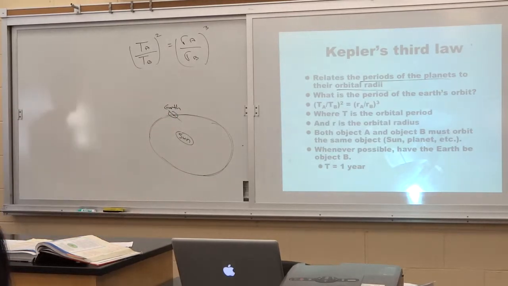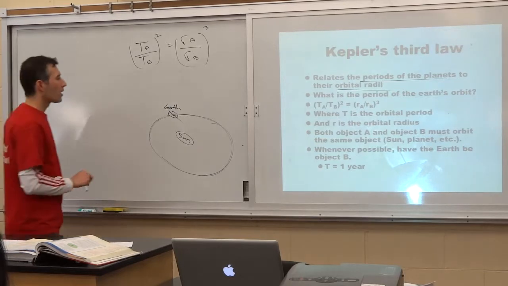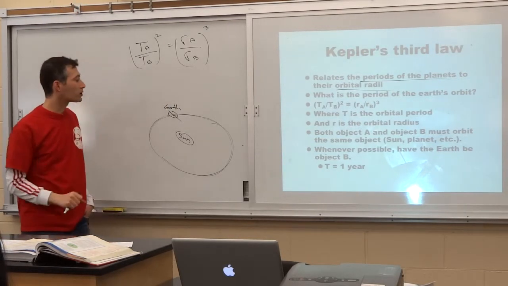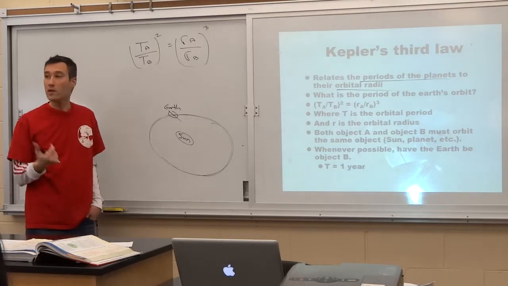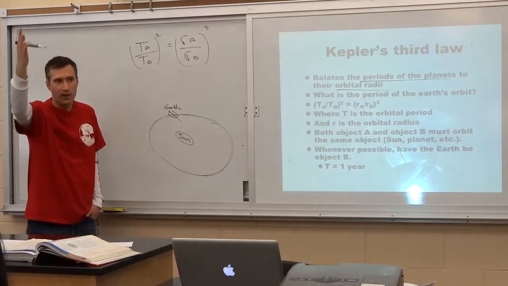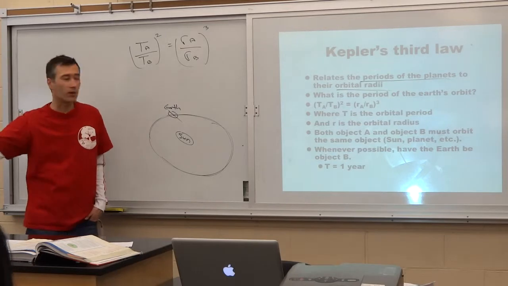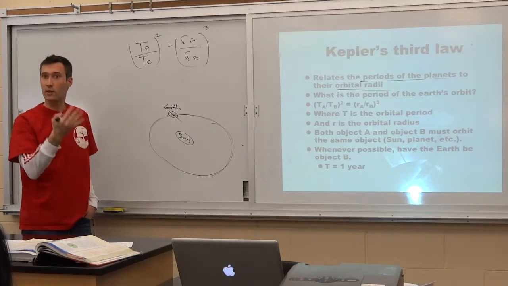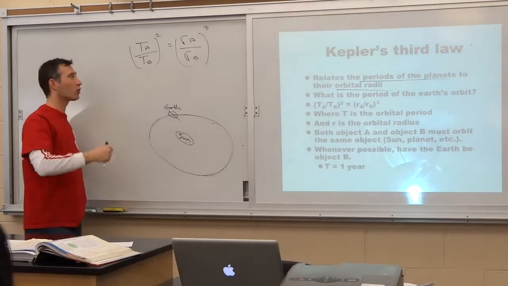I'm not looking for you to shout it out. All right, raise your hand if you have some sort of answer now. That's quite a bit more of you. So what is it? 1 year. Well, 365 days, or 365 and a quarter days, or whatever. But 1 year. The definition of 1 year is the amount of time it takes the Earth to go around its orbit once.